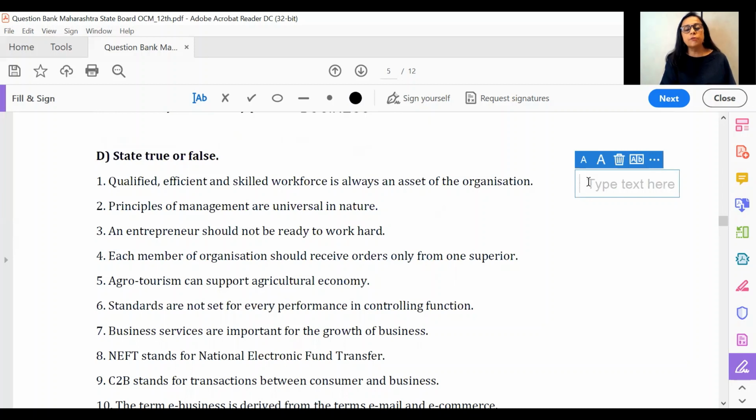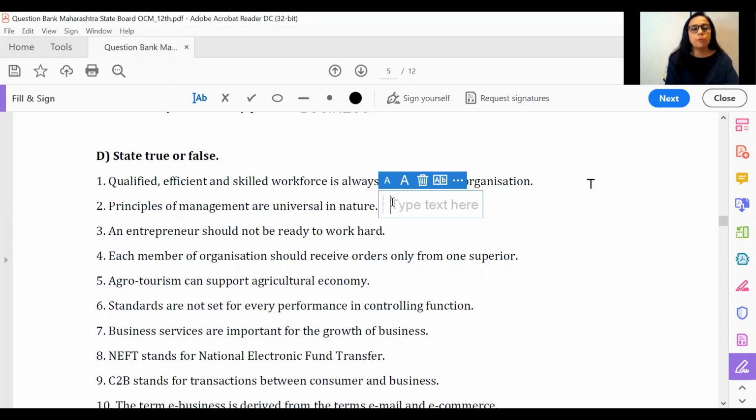Qualified, efficient, skilled workforce is always an asset to the business organization. Beyond doubt, it's a true statement. Principle of management is universal in nature. First chapter, please note the topic where this comes: nature of principles of management. So one of the features, characteristics is it is universal, applicable to any country, any kind of organization, whatever the nature of work. Management principles are uniform or universal. So this is what we have. Once again, a true statement here.